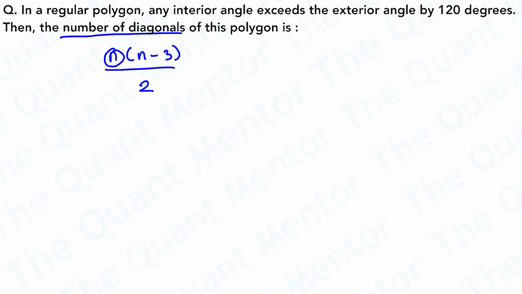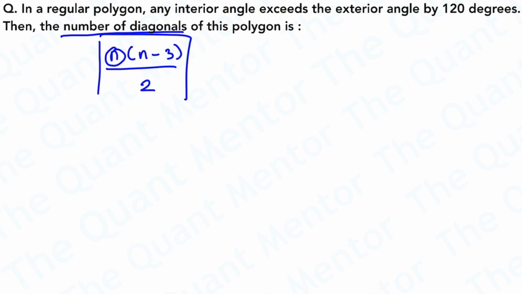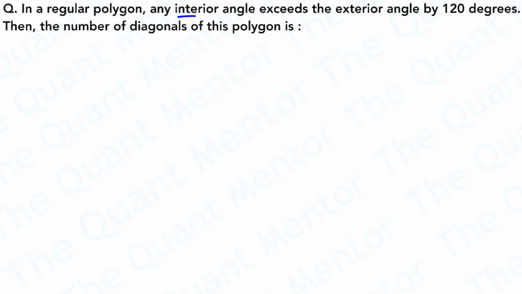For the number of sides, I've been given the hint about the interior and the exterior angles. So using them, I'll first figure out the value of n, and then using this relation, you can figure out the number of diagonals. Let each interior angle be equal to x degrees and each exterior angle be equal to y degrees. The difference has been given as 120 degrees, so x minus y is 120 degrees.